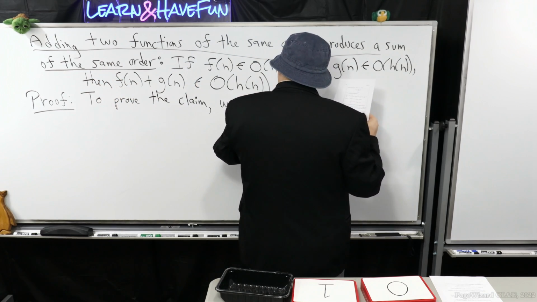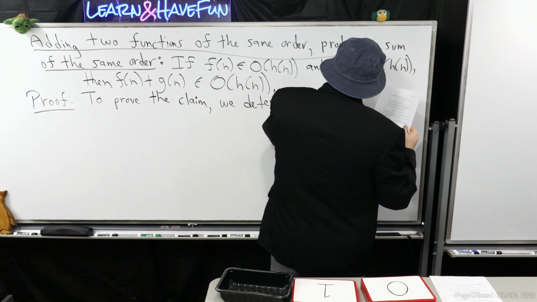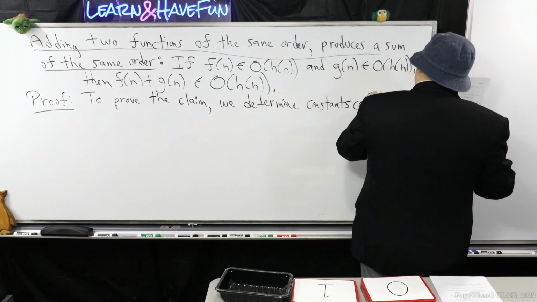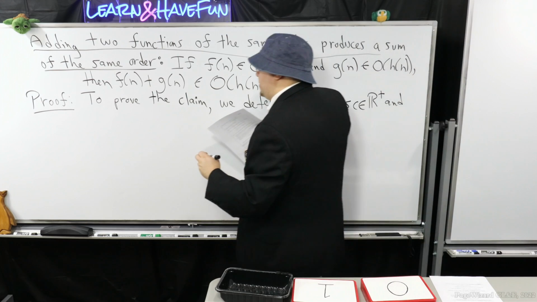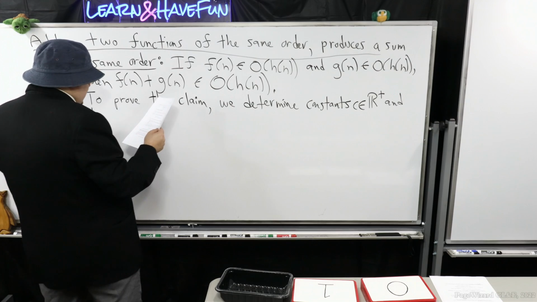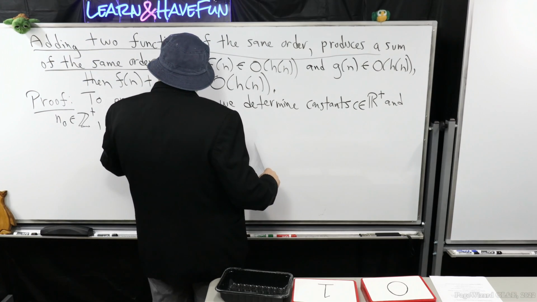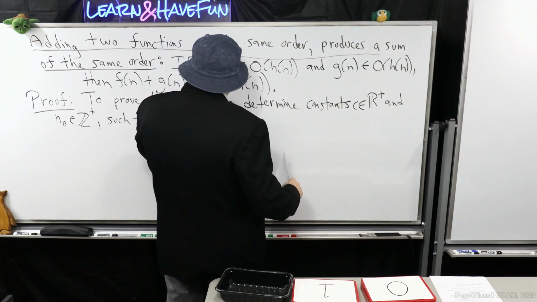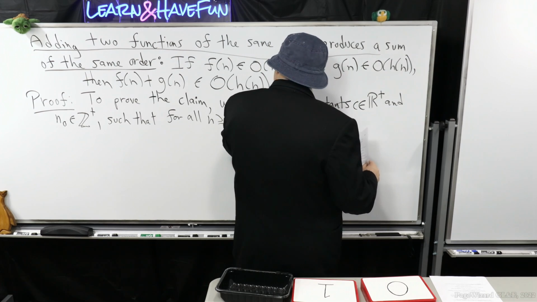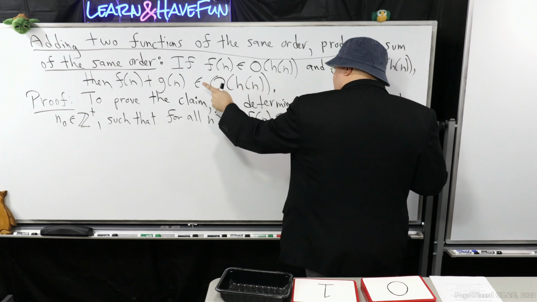We determine constants. We need to find those two constants for the big O definition. C, which is a positive real number, and n0, which is a positive integer, such that for all n greater or equal to n0, it has to be that f of n is less than or equal to c times... Now, are we trying to prove c times g of n, or are we trying to prove that f?